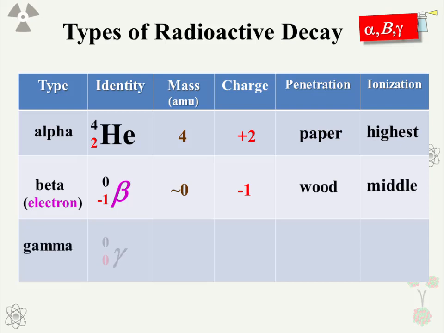The gamma ray is light. It is a high-energy photon. It has no mass or charge, and while it is a deep penetrator, it is a poor ionizer. These 3 are the most commonly studied particles in nuclear chemistry. But there are others. We'll quickly look at a few.